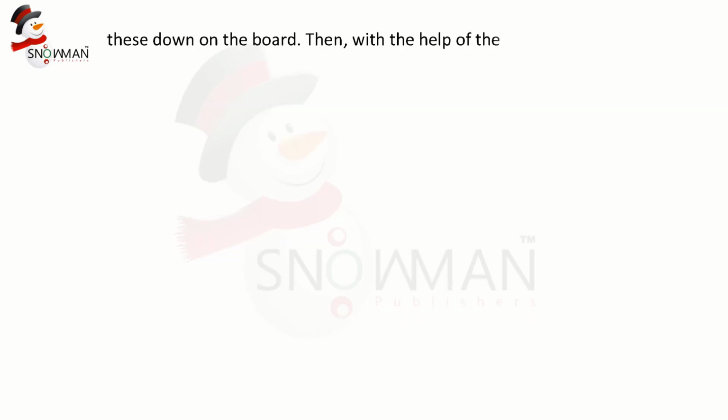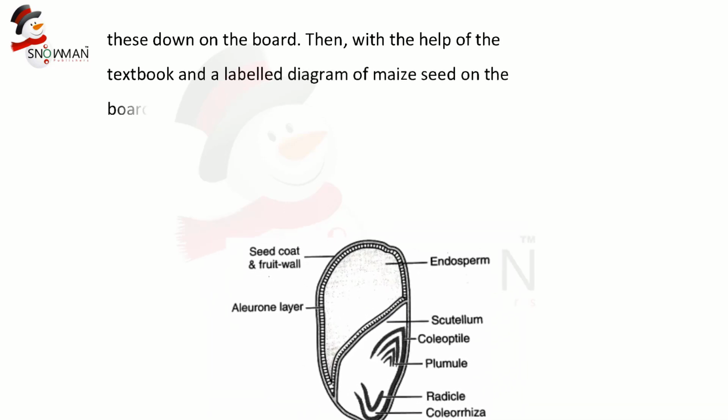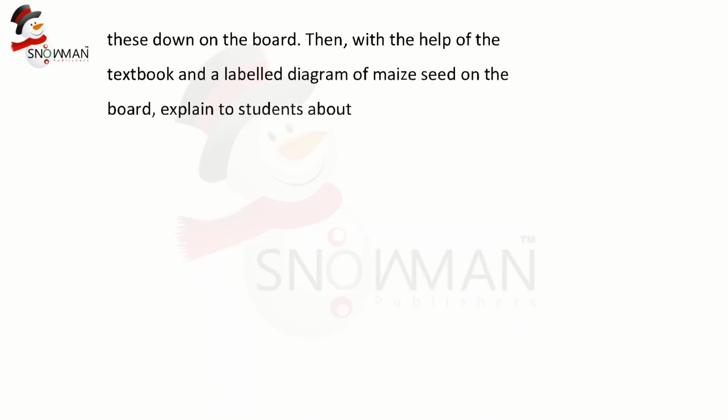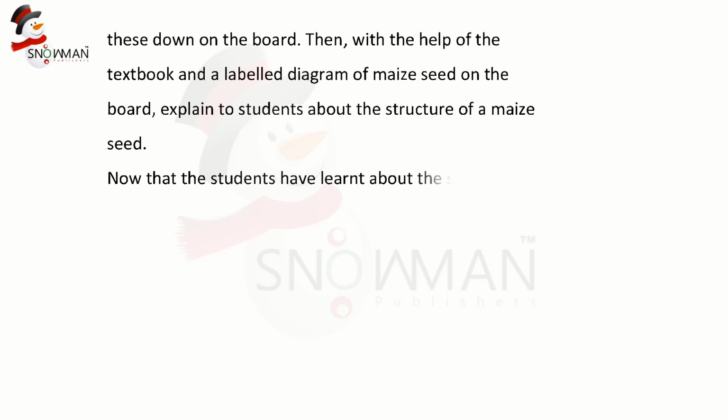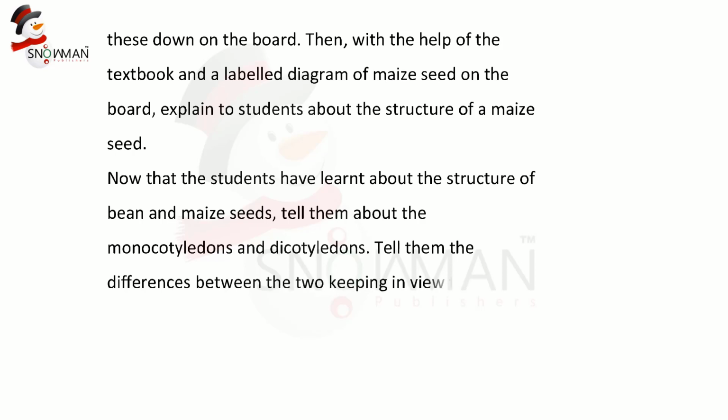Then, with the help of the textbook and a labeled diagram of maize seed on the board, explain to the students about the structure of a maize seed. Now that the students have learnt about the structure of bean and maize seeds, tell them about the monocotyledons and dicotyledons. Tell them the differences between the two, keeping in view the bean and maize seeds.